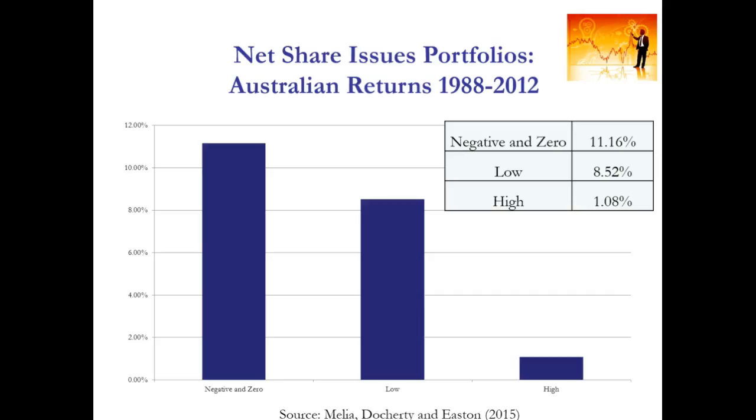When we look at the evidence, we can see on the screen evidence from the Australian market from 1988 through to 2012, where there are three portfolios. At the start of every year, all firms are put into one of three bins: those that don't issue any shares or have buybacks, those that have low share issuance, and those that have high share issuance. What we can see is that as the net issuance of shares, the new shares issued through either rights issues, secondary public offerings, or private placements, increases, subsequent returns in the following year tend to decrease. This is consistent with the theory that firms are timing the market: when firms issue new shares, they subsequently tend to perform poorly.